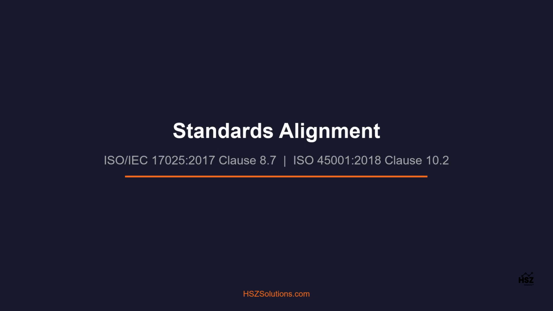CAPA Pro V2.0 is built to satisfy 2 of the most audited clauses in quality and safety management: ISO/IEC 17025:2017, Clause 8.7, nonconforming work; ISO 45001:2018, Clause 10.2, nonconformity and corrective action. If you're running a NATA-accredited laboratory, this register gives your assessors the documented corrective action trail Clause 8.7 requires. If you're operating under an ISO 45001 safety management system, the nonconformance to closure workflow is exactly what Clause 10.2 demands, built for evidence, designed for audit.